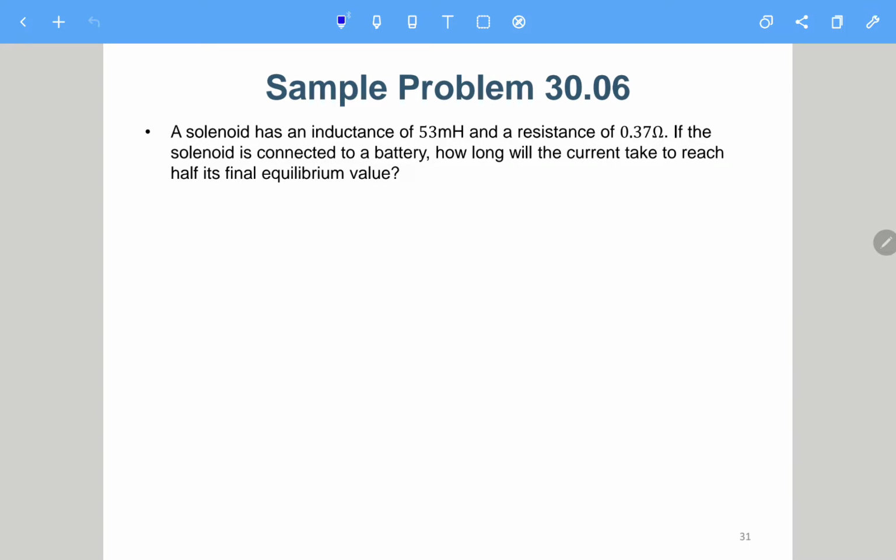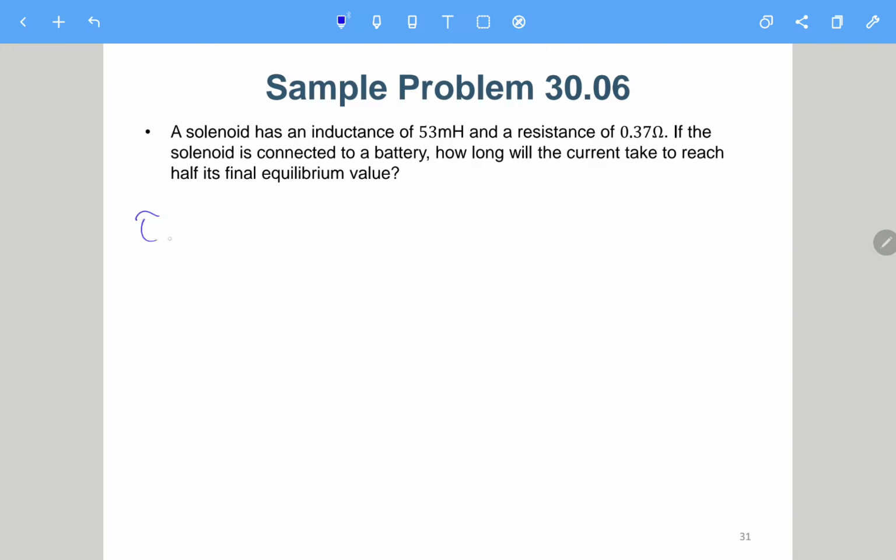Okay, so here we have another sample problem. It says a solenoid has an inductance of 53 millihenry and a resistance of 0.37 ohm. If the solenoid is connected to a battery, how long will the current take to reach half its final equilibrium value?